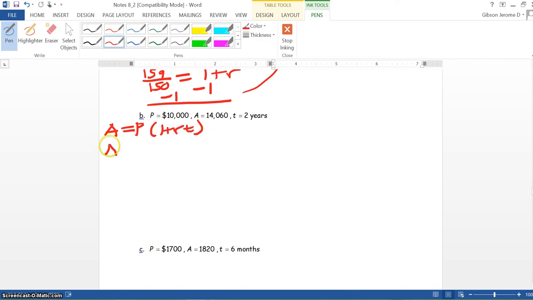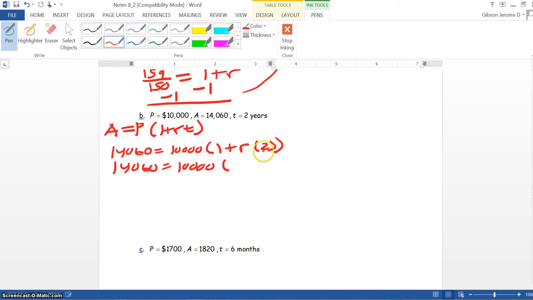We do have the value for A. A is equal to 14,060. Our P is 10,000. We have 1 plus, we don't know what our R is, but our T is 2. So now we have 14,060 is equal to 10,000 times, we go inside this parenthesis, it'll be 1 plus 2R, because R times 2 is 2R. Now, we would divide each side by 10,000.